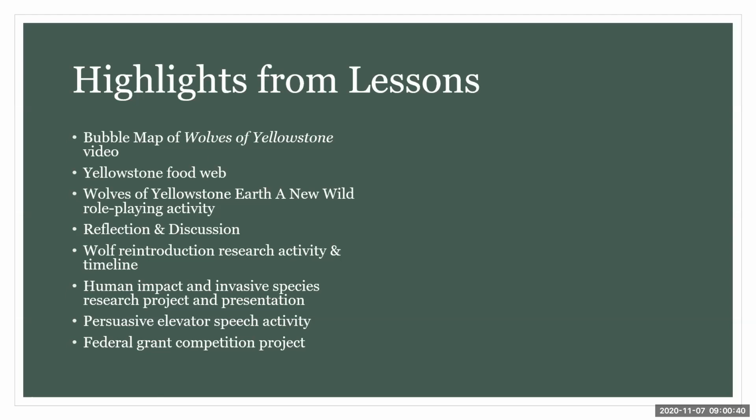Human impact and invasive species research project is the next thing we do. So students can look at specific natural and human things that occur that help or harm an ecosystem. Students have a little bit of choice here, and they can do different invasive species, and then they present this. They also try to persuade their classmates and others that their invasive species is the worst one. You know, which one is worse than the other?